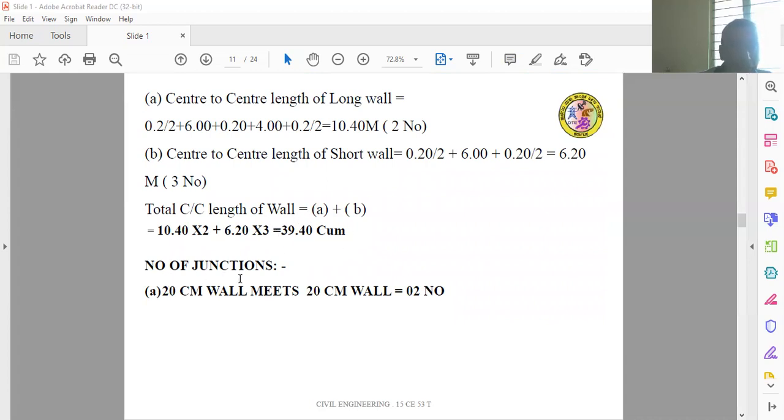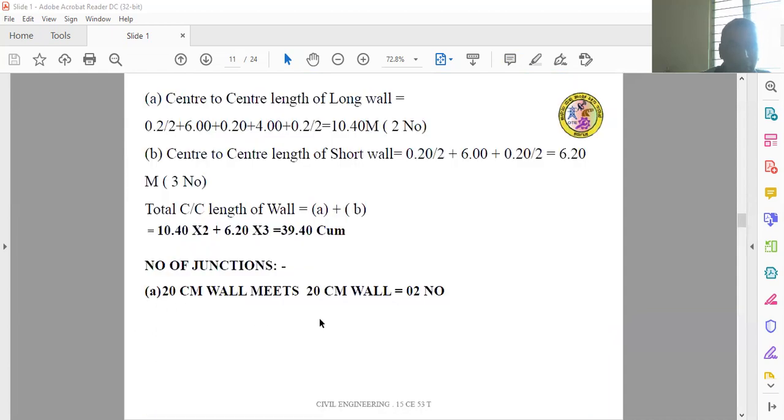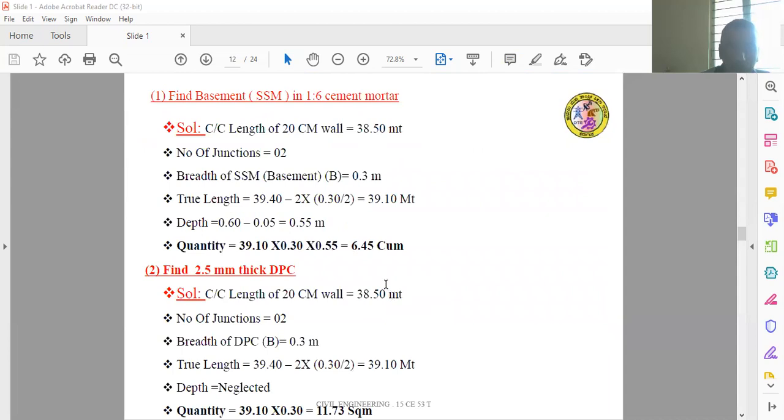Then you have to find out the number of junctions for the 20 centimeter wall. This is where a 20 centimeter wall meets another 20 centimeter wall. The number of junctions is 1 here and 2 here. Corner meeting walls are not considered as a junction. Therefore, the number of junctions will be 2. After getting these details, you can easily find out the different quantities of the work.